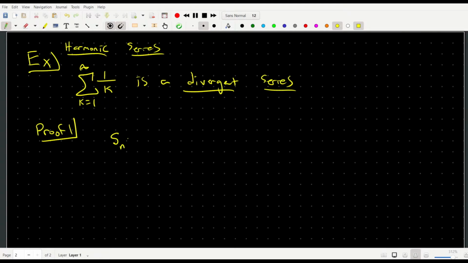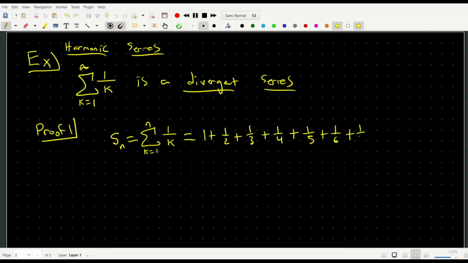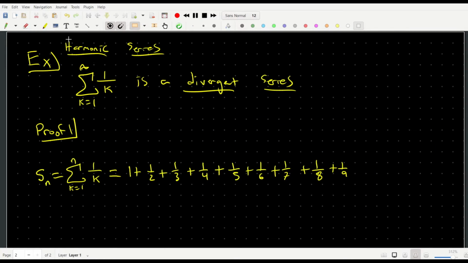So we know that the nth partial sum, Sn, is equal to the summation from k equals 1 to n of 1 over k, which is the same thing as 1 plus 1/2 plus 1/3 plus 1/4 plus 1/5 plus 1/6 plus 1/7 plus 1/8 plus 1/9 all the way up to 1/16, and this just continues all the way up to plus 1 over whatever that value n is.